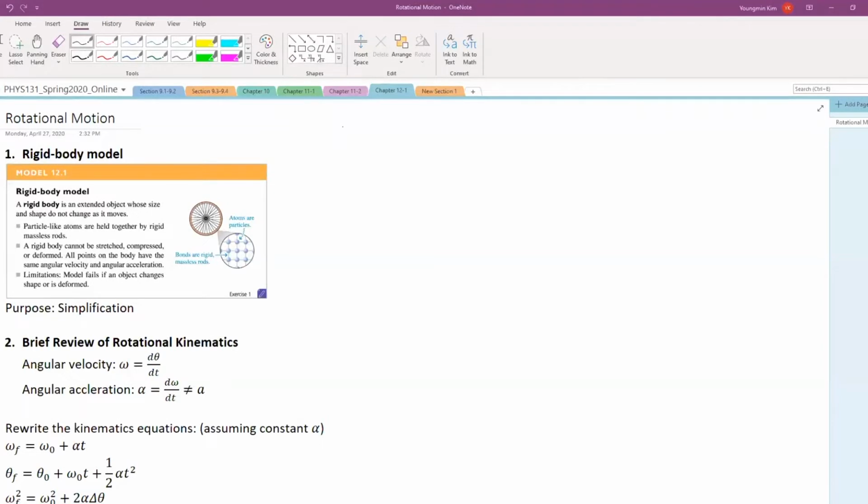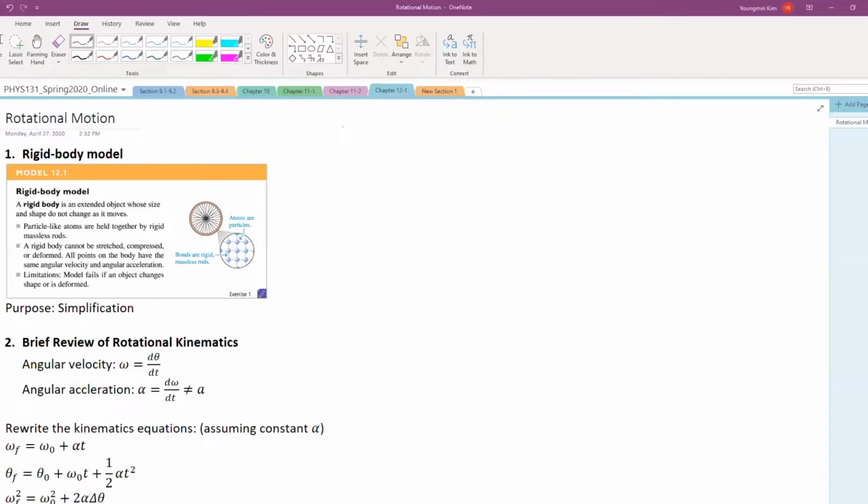Let's begin with the rigid body model. What is a rigid body model? It is simply, as the word rigid suggests, an object that we will treat as not changing its size or shape during a motion. The purpose of using this model is that we can treat the rotating object as a single entity that does not change its size or shape during the motion, so that we can uniformly treat it as a single entity for simplified calculations.